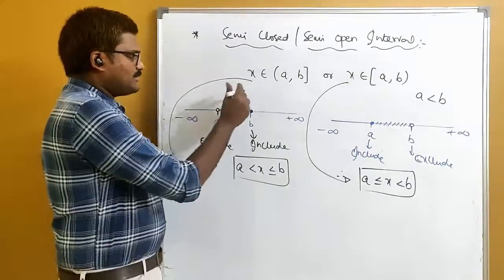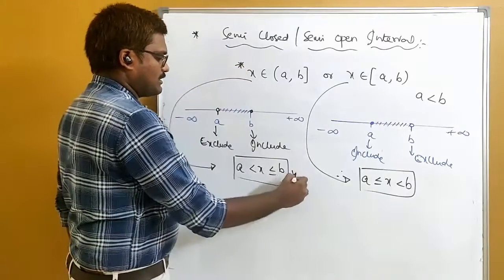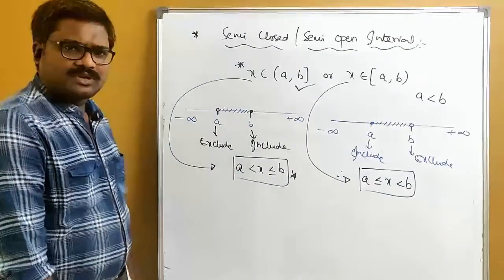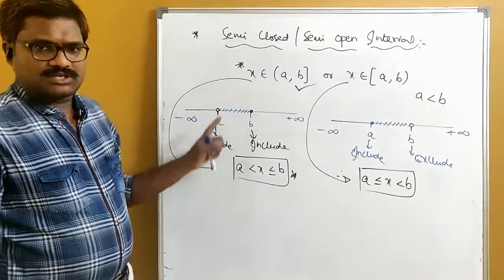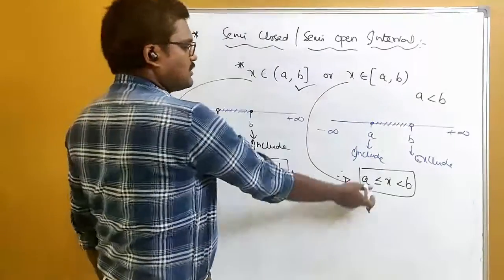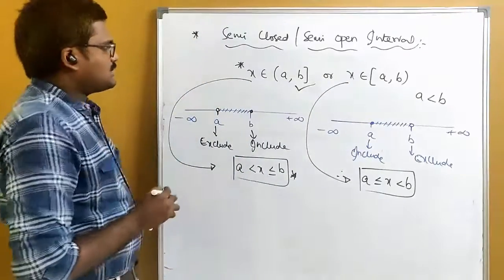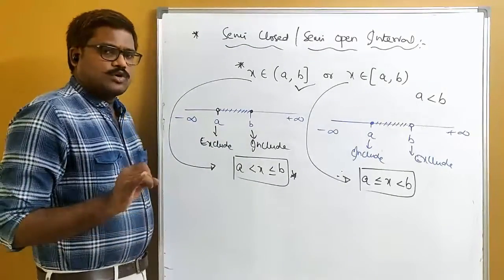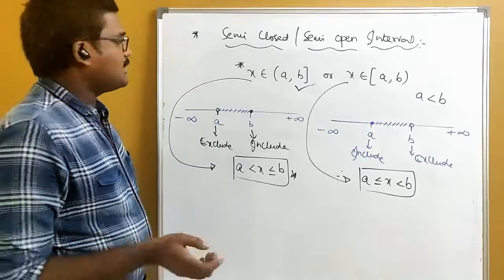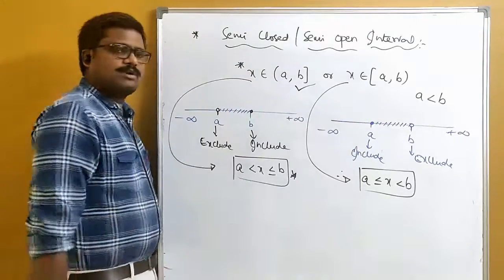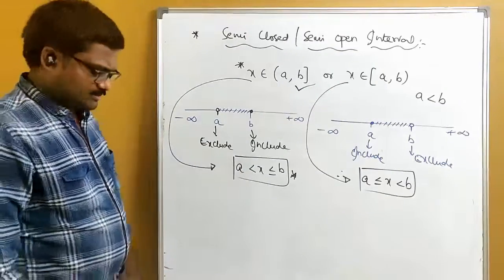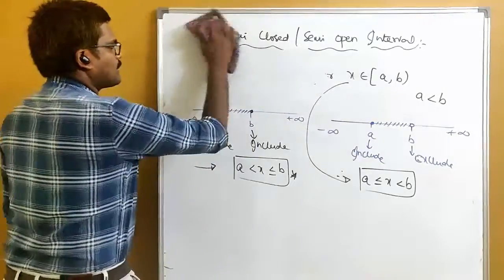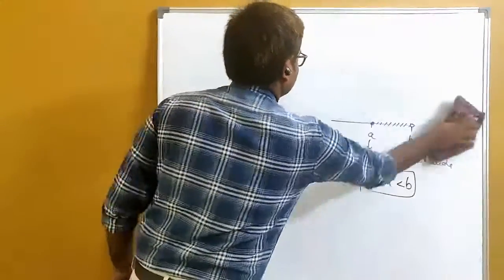Now you understand the difference between this notation and this notation. This is interval notation. This is inequality notation. Understood? So both are same actually. So these two notations are same. I hope you understand semi-closed or semi-open interval also. So far we have discussed open interval, closed interval, as well as semi-closed, semi-open interval. Understood? Now we'll just extend this further.